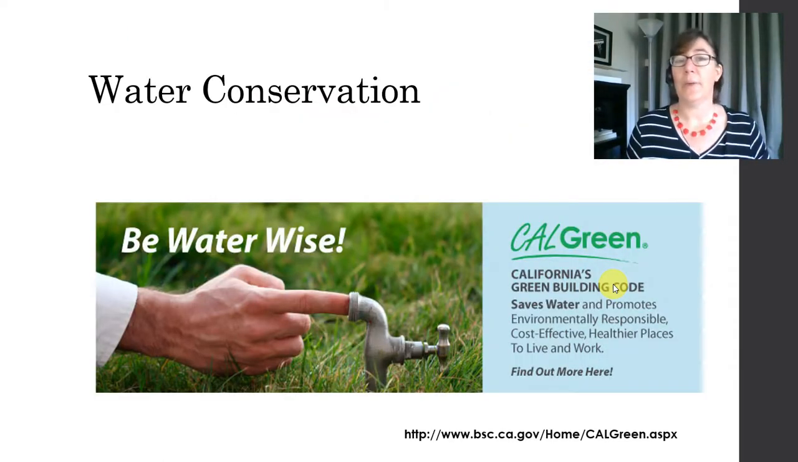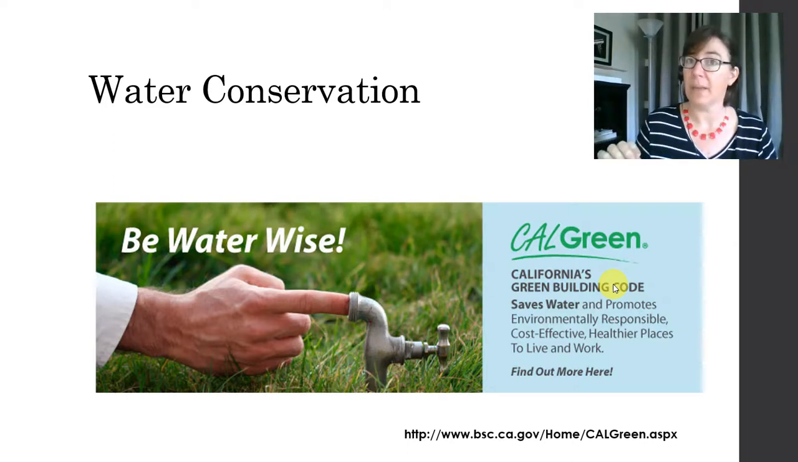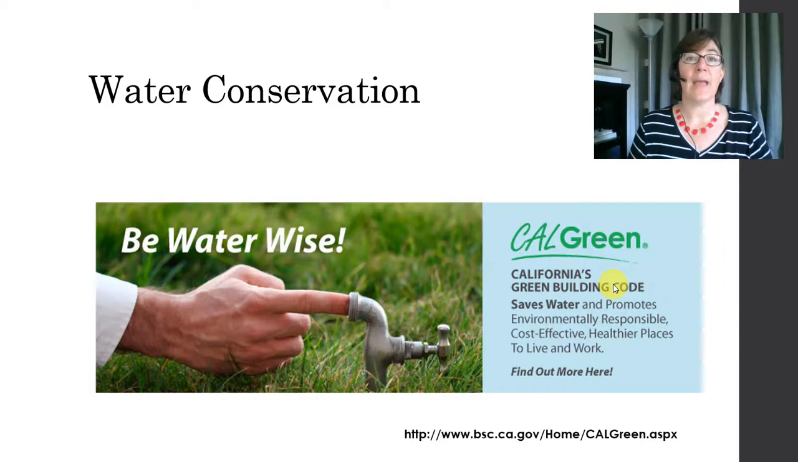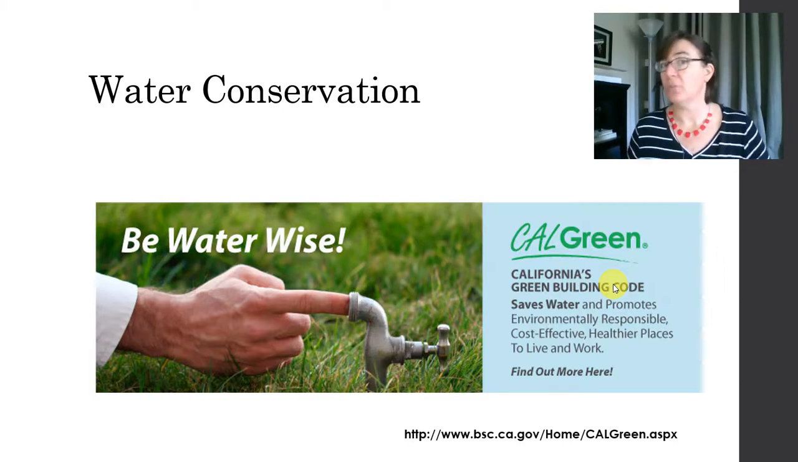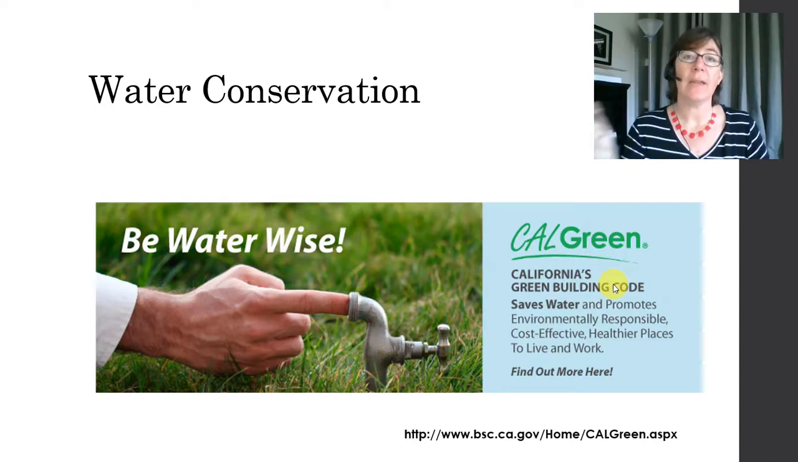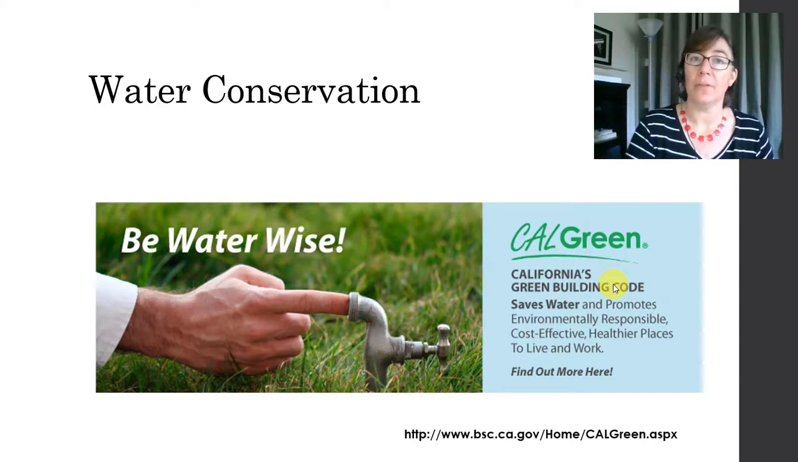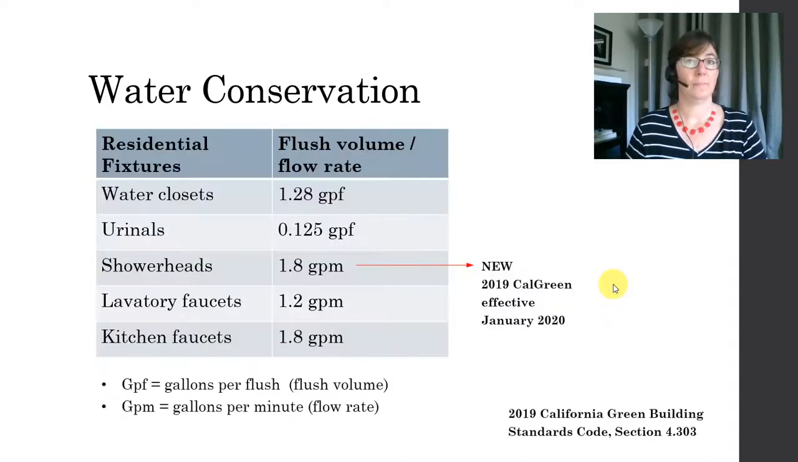Last week, I gave you a super quick overview of the California Code of Regulations and where to find the California Building Code, and also California's Green Building Code. You might have heard it called Cal Green. So Cal Green includes some water conservation issues, which are super important for us to follow.